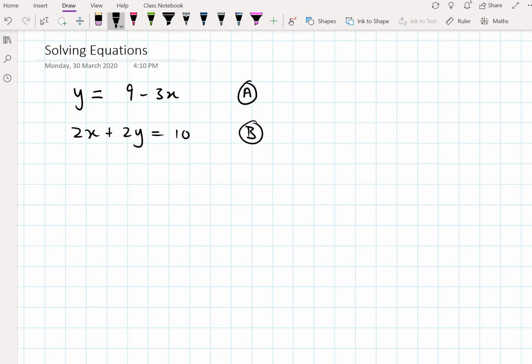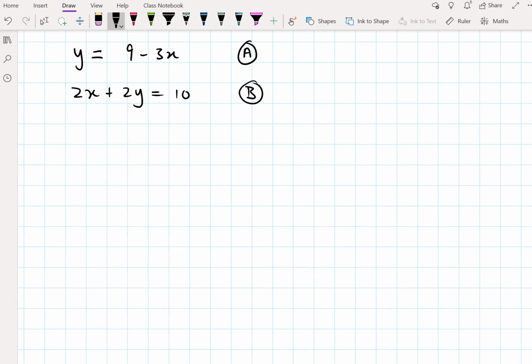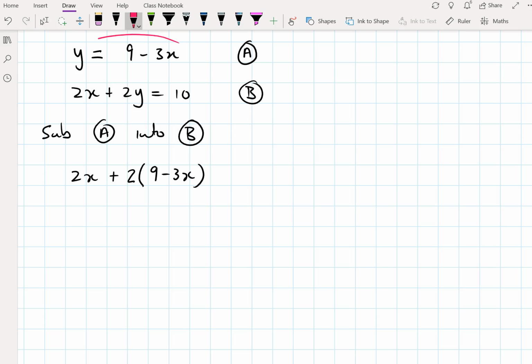Now, there are different ways in which we can go about solving this algebraically. One way is to substitute equation A into equation B, in which case wherever I see a y, and I see a y coming up over here, I'm going to replace it with what y is equal to, and what y is equal to is 9 minus 3x. Okay, we get that from this part over here. So I've replaced that y with 9 minus 3x, and that's going to equal 10.